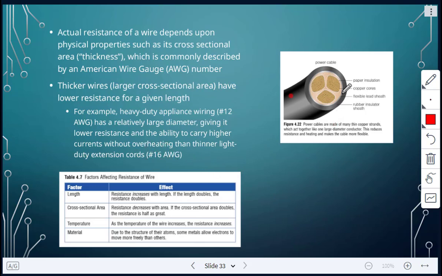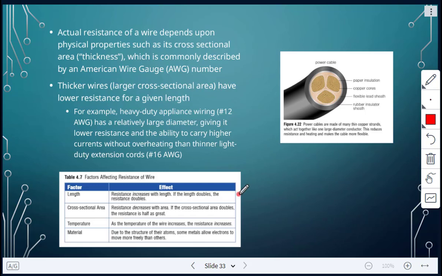All right, so power cables. This is an example here, and you can see it's a thicker wire. They're made of many thin copper strands that act together like one large diameter conductor. It reduces the resistance and heating, and it also makes the cable more flexible. Factors that affect resistance of a wire include the length, the cross-sectional area, the temperature, and the material.